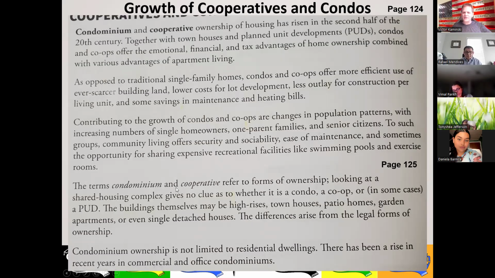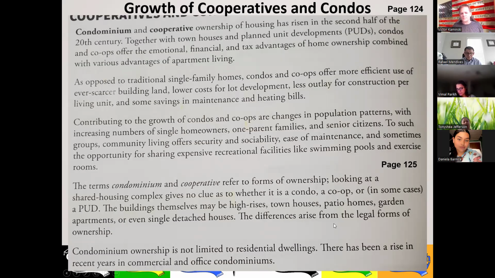So the terms condominium and cooperative refer to forms of ownership. Looking at a shared housing complex, if you just look at the architectural building, it gives you no clue as to what form of ownership it is, whether it's a condominium or a cooperative, or in some cases a PUD. The buildings themselves could be high rises, townhouses, patio homes, garden apartments, or even single detached houses. So the differences arise from the legal form of ownership, not the architectural style.